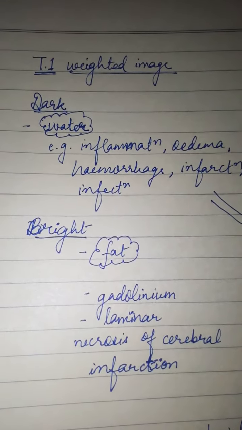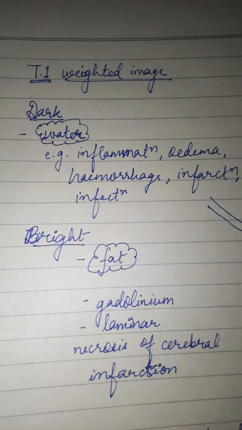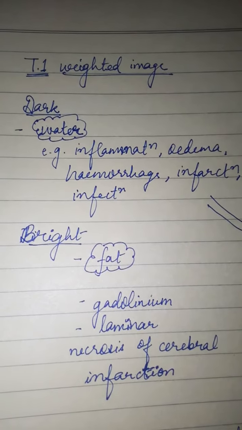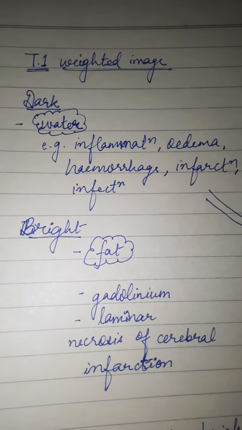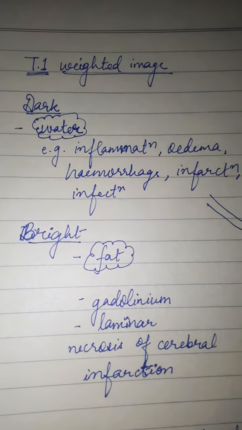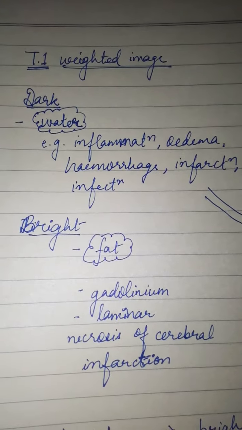And apart from fatty tissues, other substances with a brighter appearance can be gadolinium, which is a contrast agent used in MRI. Then it can also be there in cases of laminar necrosis of the cerebral infarction.